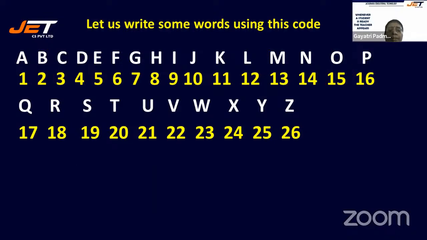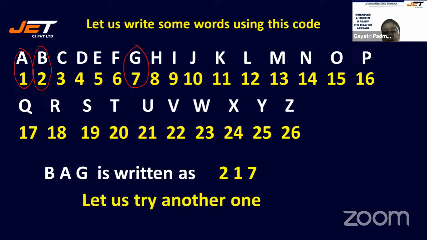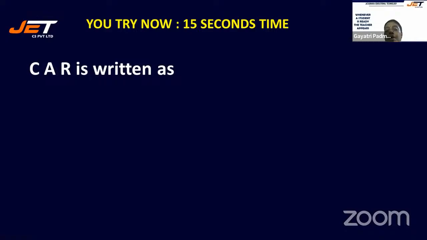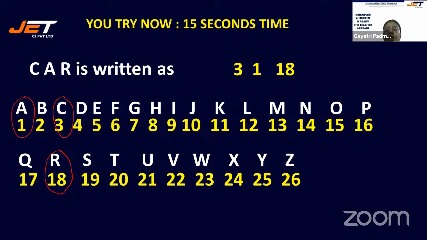Now let us try another one. Here we have BAG. So how do you write BAG? For B it is 2, for A it is 1, and for G it is 7. So it can be written as 217. All right. Now let us try another one. CAR. C stands for 3, A for 1, and R for 18. So it is 3, 1, and 18.